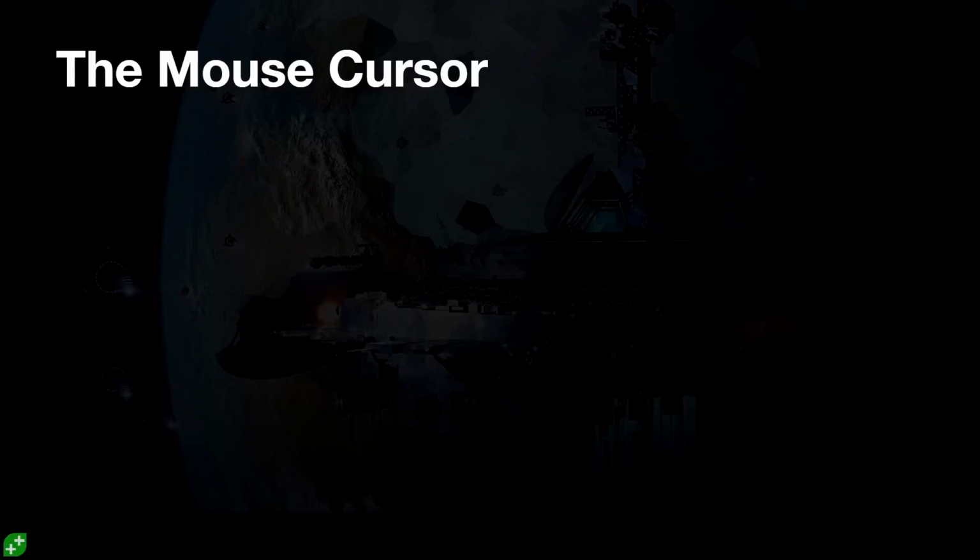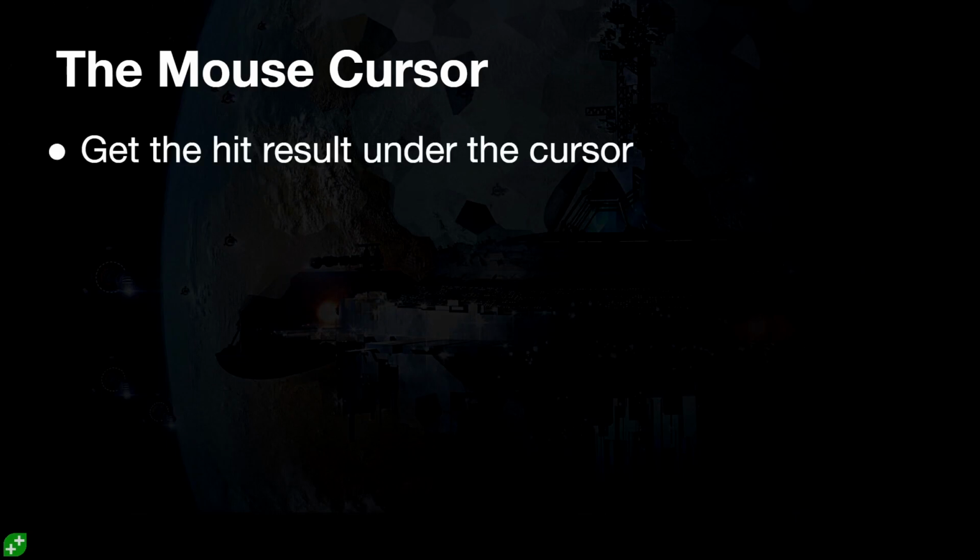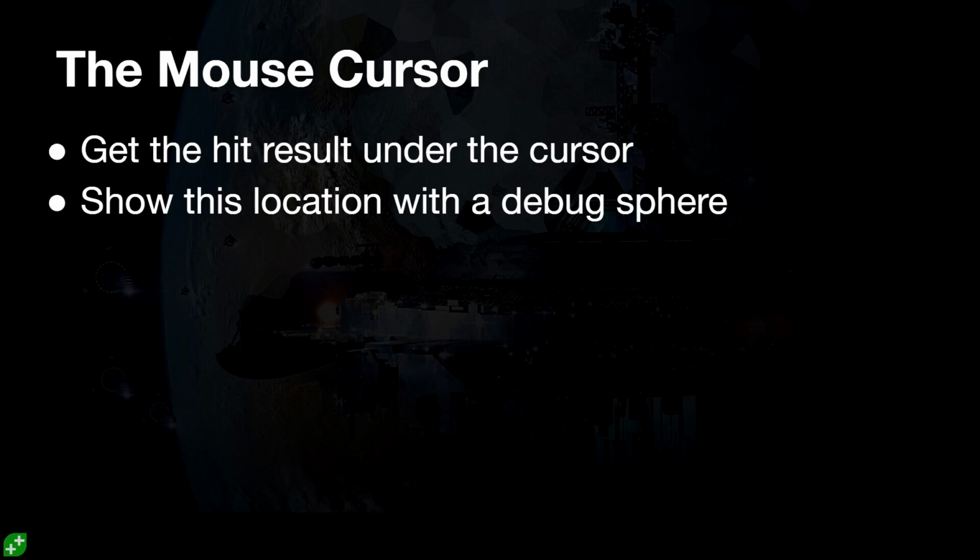Hey, welcome back. Now, we know that we need to get the hit result under the cursor. We're going to talk a little bit more about how that works and what that means in this video. So our goal is to get the hit result under the cursor and show this location, and we can do so by drawing a debug sphere. We'll learn how to do that as well. So let's talk about something called a hit result.